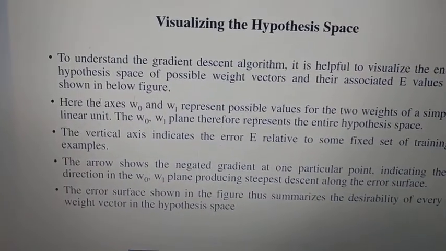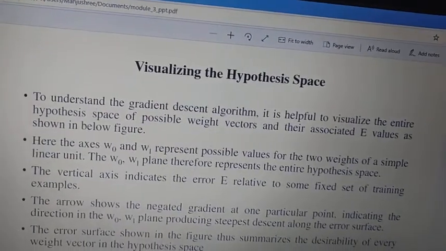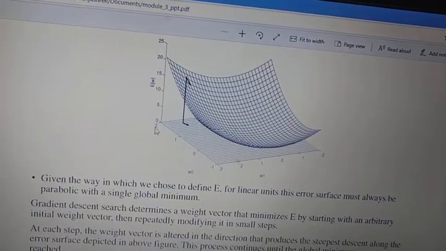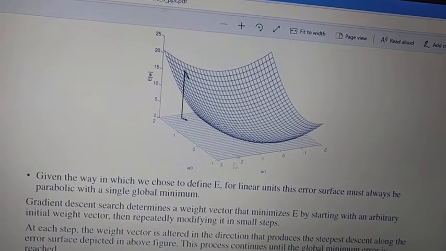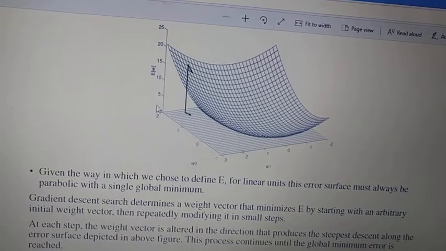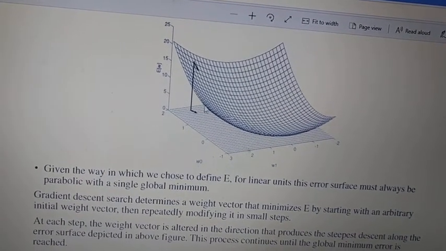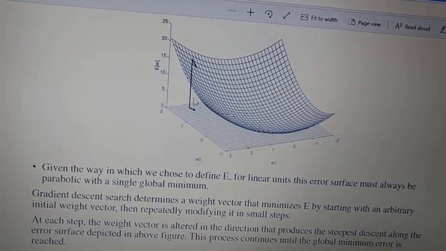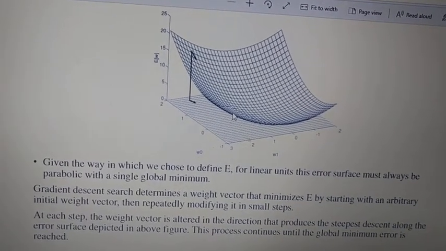So the axes W0 and W1 represent the two weights. As I explained earlier, these two axes, W0 and W1, indicate the weights, and the vertical axis represents the error. The arrowhead that is present here, this decreasing curve part, indicates the negation of the gradient descent.